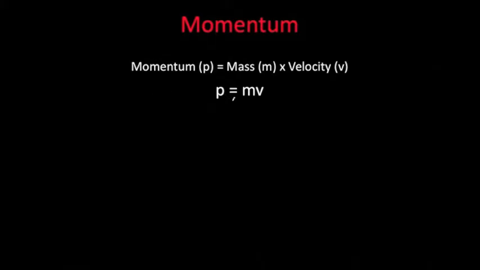The symbol for momentum is P. For mass, it's M, and for velocity, it is V. What is momentum? It is a measure of mass in motion.